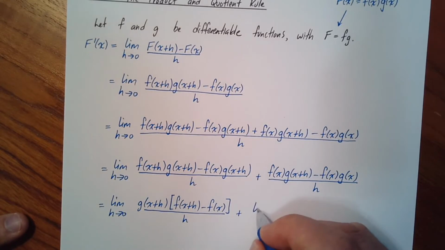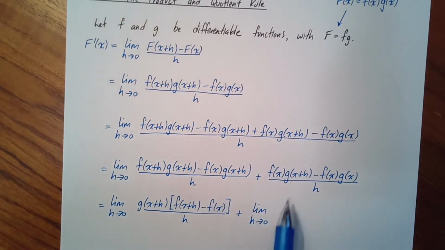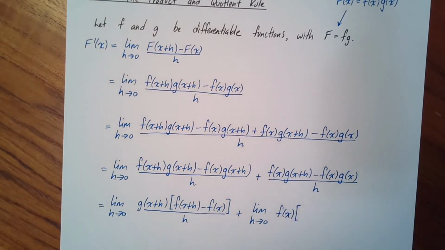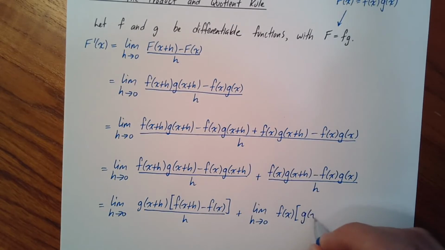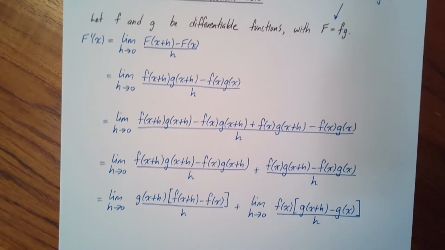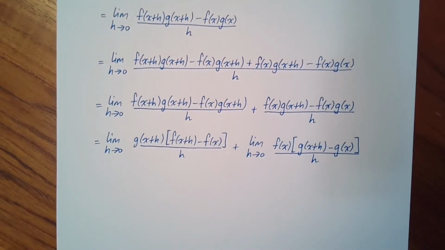And then what do we have? The limit as h goes to 0. And what do we have here? Well, we have a common factor of f of x. So we get f of x multiplied by what will be left? We'll just have g of x plus h minus g of x. And then, of course, all of that is divided by h. I'm running out of space here. I better slide this up.